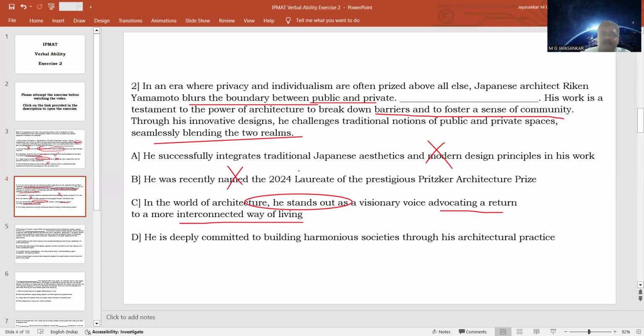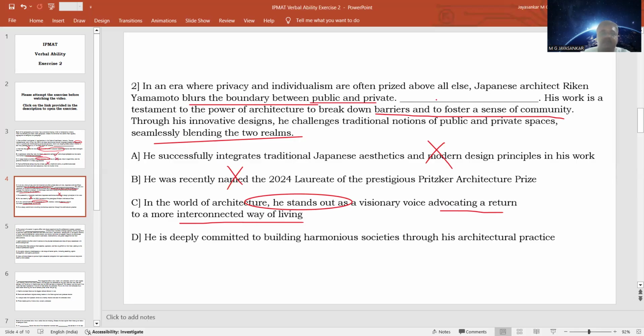So as a second sentence, which should be the better answer, because both are matching with the logic that is given in the paragraph. But out of these two, how do you find the better answer? See, we have to fill a position that is in the second sentence of the paragraph. The first sentence is introducing the Japanese architect Riken Yamamoto and what his architectural philosophy is. Then he says that he is exceptional because he is advocating or supporting a return to an interconnected way of living. How?